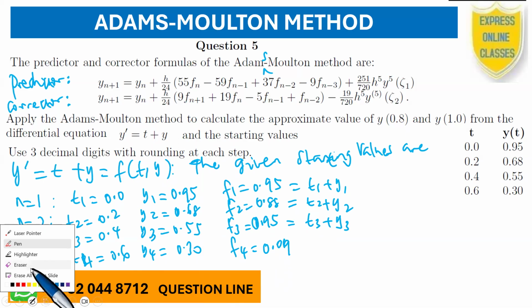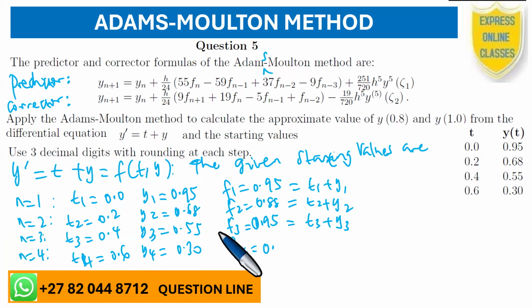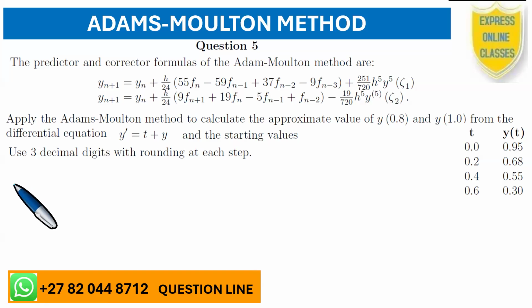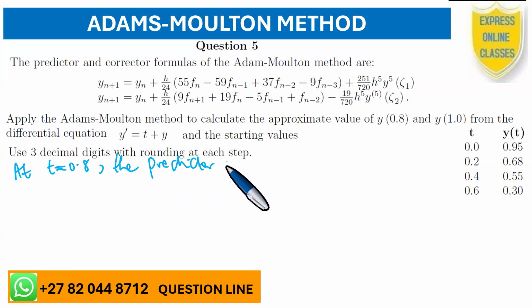Okay, now we then say here it's 0.9. So, which is 0.9, but it's T4 plus Y4. So what is T4 plus Y4? It's 0.9. So we continue now and check this out. If we continue like this, then we say t equals 0.8. The predictor, okay, this is the predictor. So the predictor is this one, and this one is the corrector.